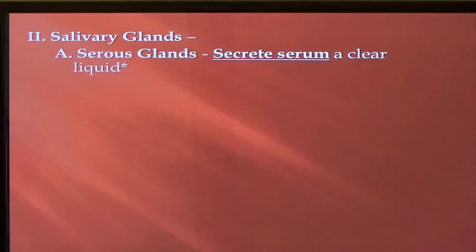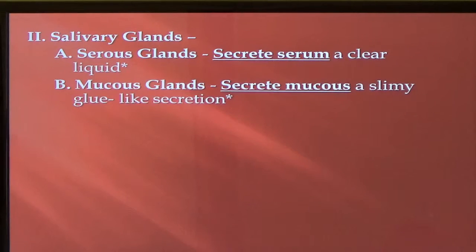Salivary glands. Okay, these you guys have to know. Serous glands secrete serum, which is a clear liquid. Mucous glands secrete mucus, which is a slimy, sticky liquid.